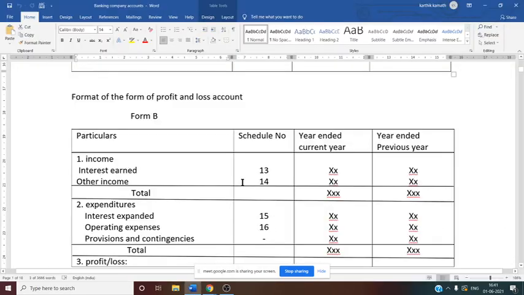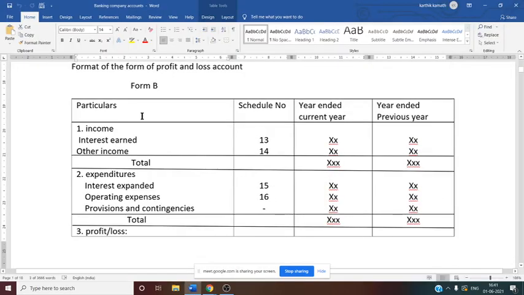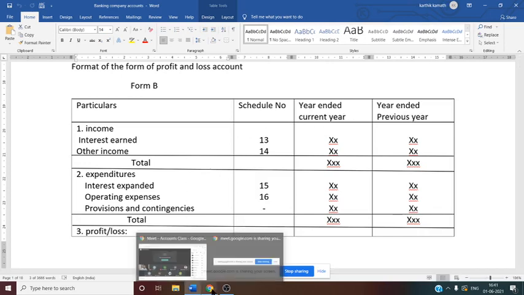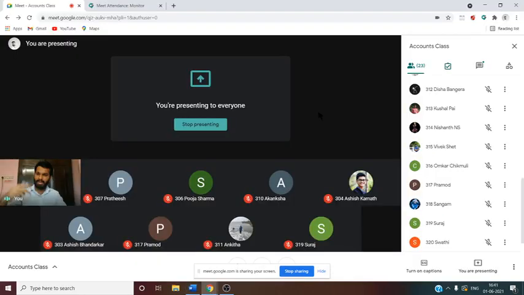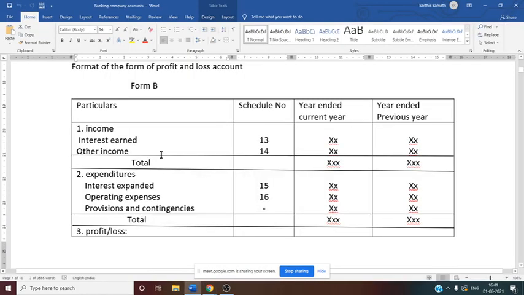Now, under the profit and loss account, again there are 4 columns: particulars, schedule number, year ended, that is current year and previous year. In the P&L account there are 4 parts. First is income, second is expenditure, then information regarding profit and loss, then any transfer information. So the first part is income in the profit and loss account.